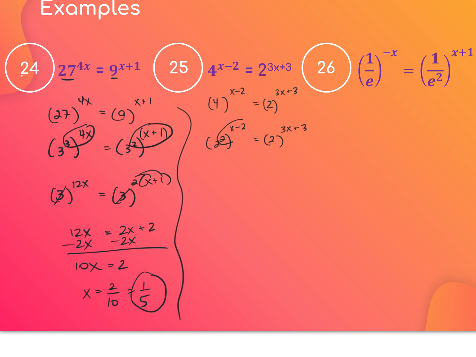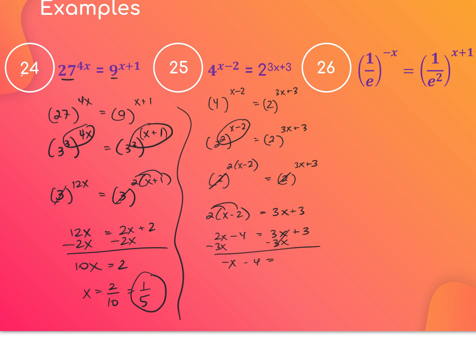I know that I have to raise this power to the power so that I can get 2 on its own. So it's 2 to the 2 times x minus 2 power equals 2 to the 3x plus 3 power. Now that I have my base the same, I can make my exponents 2 times x minus 2 equals 3x plus 3. I can make them equal to each other. Distribute the 2, and then just solve for x. So it'll take me a little bit. I'm going to subtract 3x from both sides.